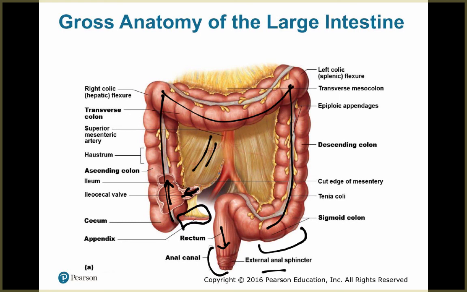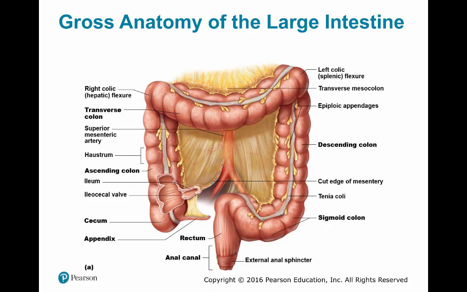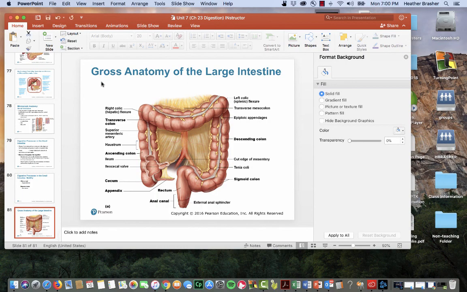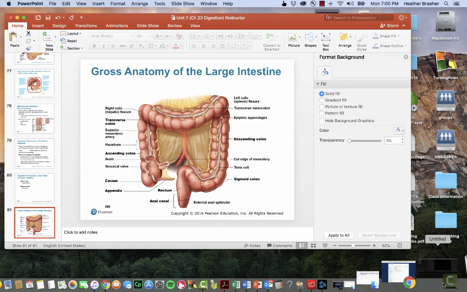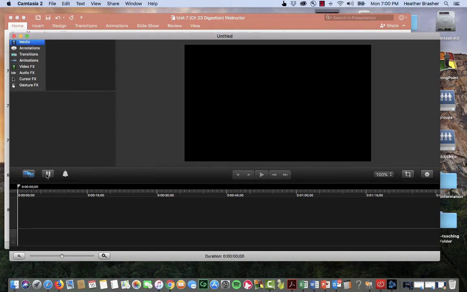And the big help of the large intestine is really just to get rid of water and to kind of compact. And since this was such a long lecture talking about other things, we're not going to go much into the process of the large intestine.